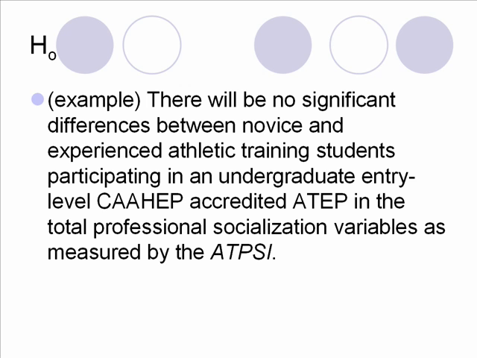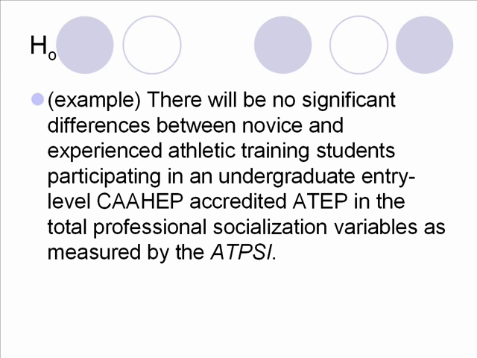So there will be no significant differences between, okay, so I have groups here, novice and experienced athletic training students. Those are some variables. Now, are they independent or dependent variables? I'll let you figure that out. Participating in an undergraduate level CAAHEP accredited athletic training education program, that's what ATEP stands for, and the total professional socialization variables as measured by the ATPSI. That's the name of a survey instrument that I developed, a questionnaire. ATPSI stands for Athletic Training Professional Socialization Index.